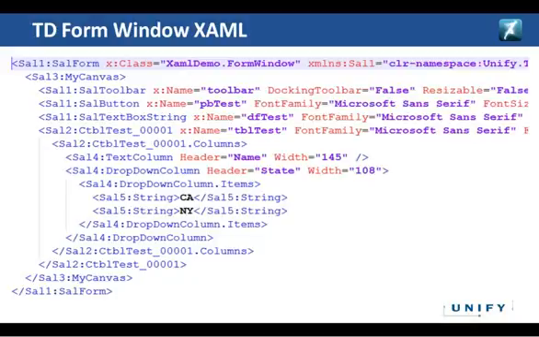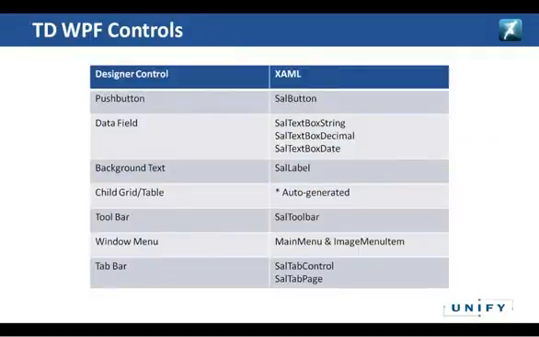Here's a list of the TD WPF controls and the names of the controls that are used in XAML. For example, a push button in XAML is called SAL button. A data field is, depending on the data type, either a SAL text box string, SAL text box decimal, or SAL text box date. A background text is a SAL label. Grids are generated. A toolbar is a SAL toolbar, and so on. So these names are important if you want to override the design of these controls on your own, because then you provide a new XAML design for these names.